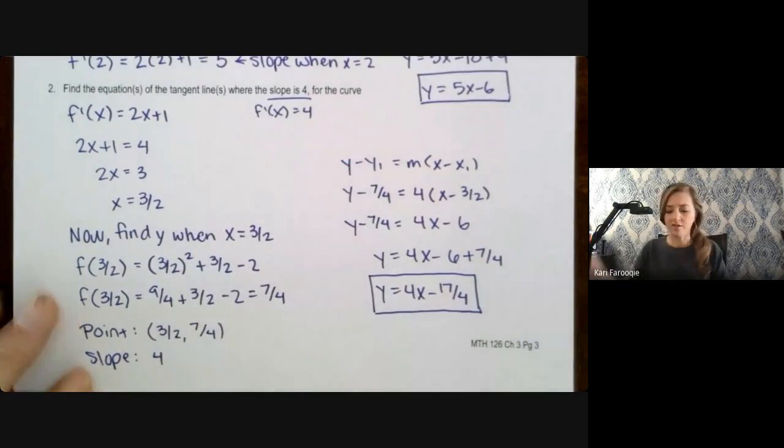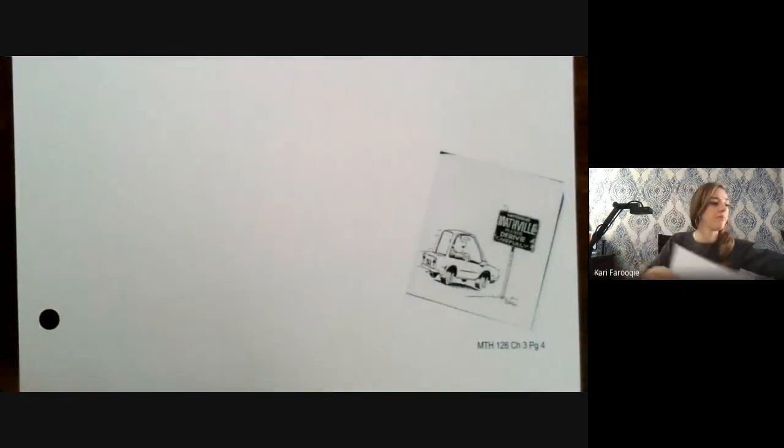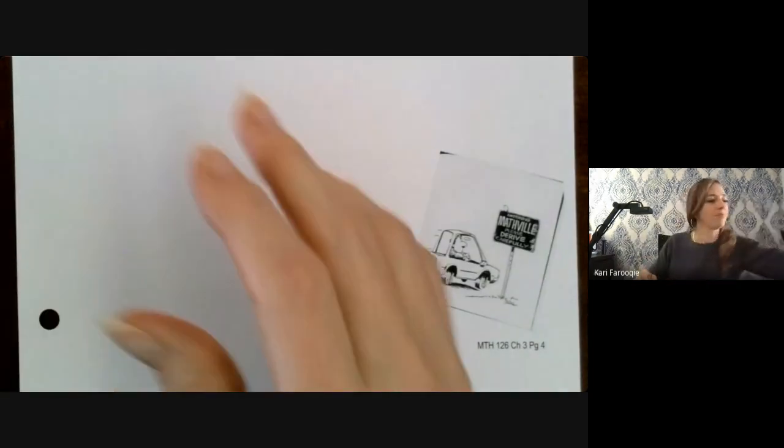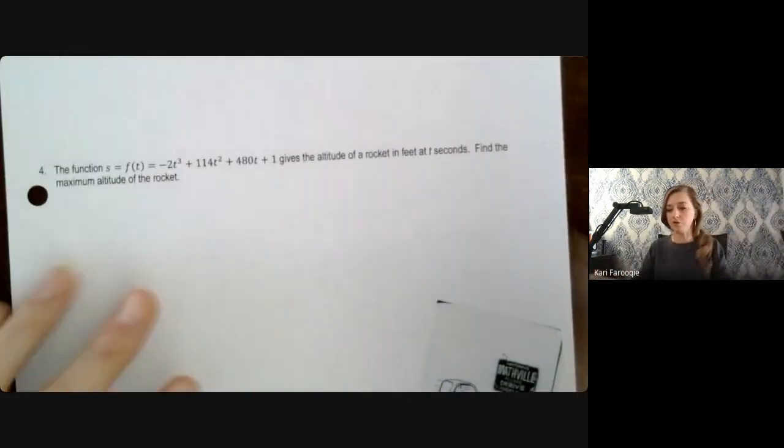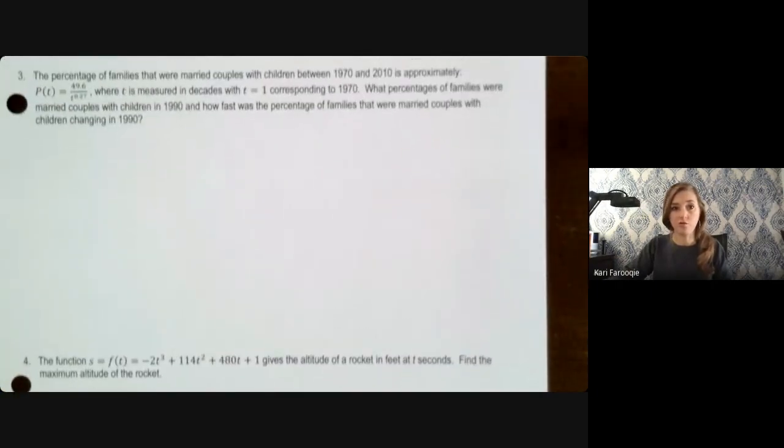All right, so that is an application that was similar to what we did in the last section. Now we'll do 2 application problems where we're going to be talking about this special wording that we're going to use anytime we need to use the derivative.